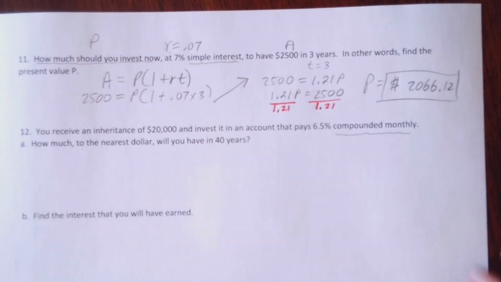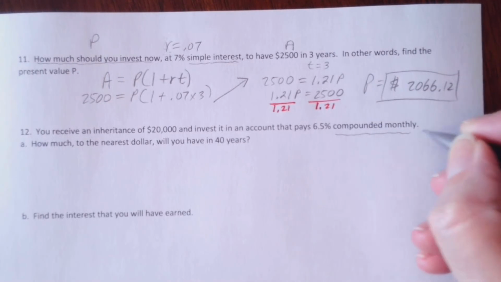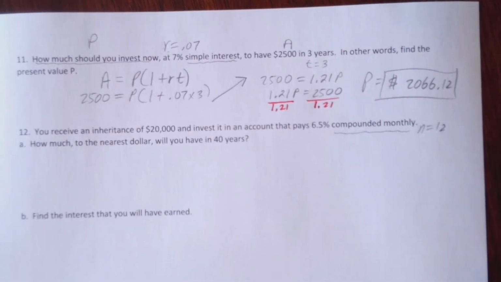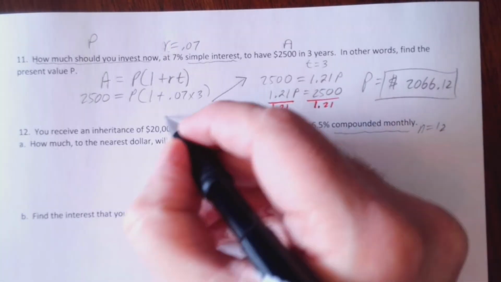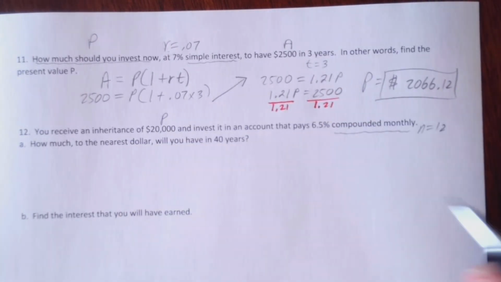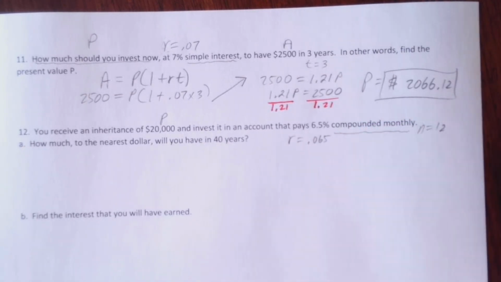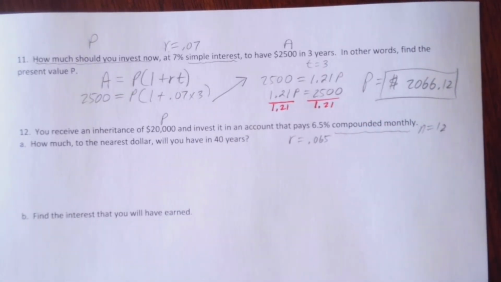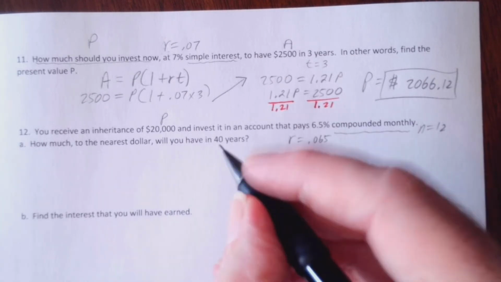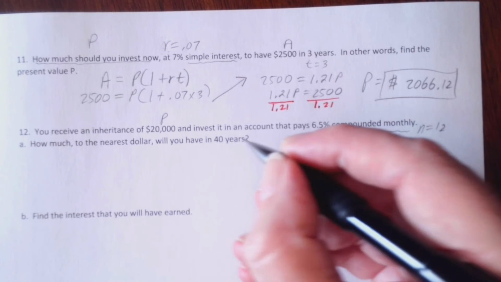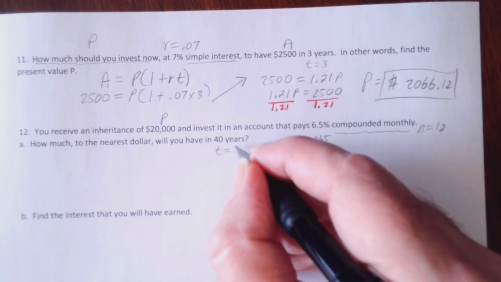Okay, so this is compounded interest. It's compounded monthly, so we know that N is 12. Notice the inheritance is $20,000, and that's what we're investing, so that's our P. Our interest rate is 0.065. It says, how much to the nearest dollar will you have in 40 years? So that's kind of nice. You're going to just throw that into an account for 40 years and just let it grow. So our time is 40.